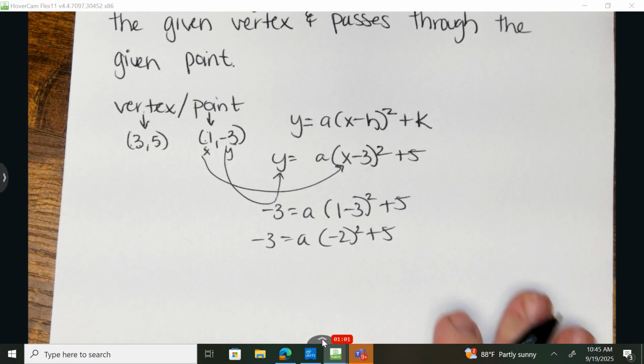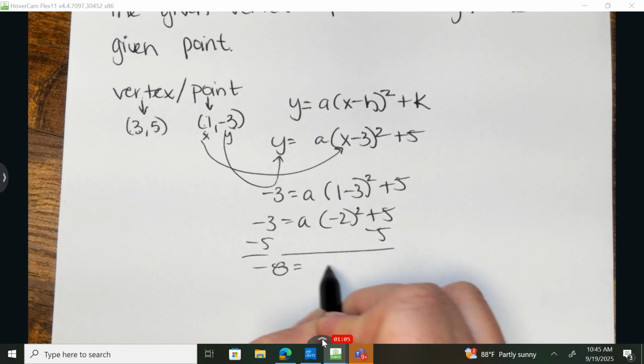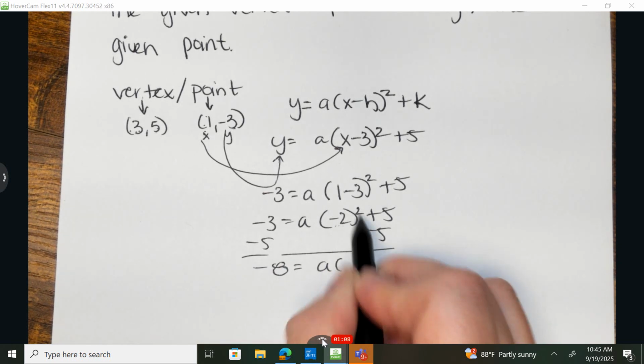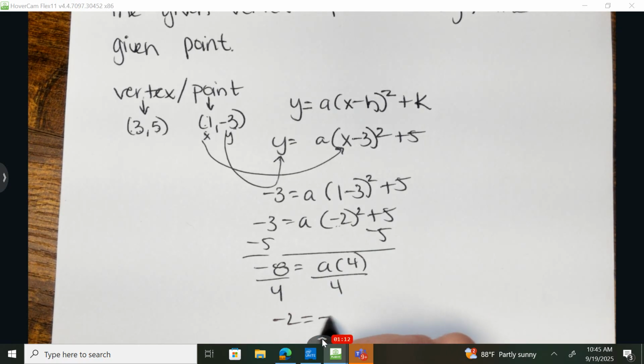And now I'm going to isolate to solve for a. Subtracting 5 from both sides. -2 times -2 is +4. Dividing, and a equals -2.